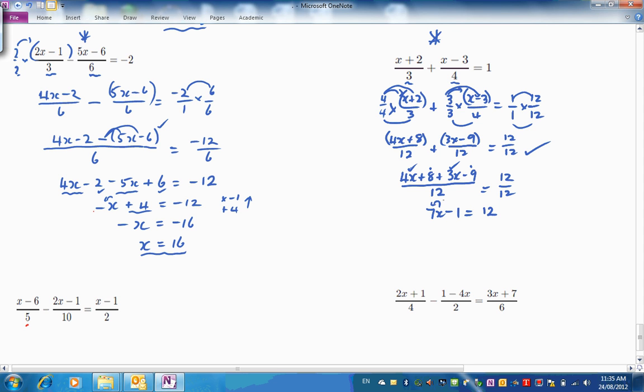What's been done to x? It's been times by 7, and 1's been subtracted. Reverse those steps now, add 1 to both sides, and we'll get 13 over here. Divide both sides by 7, we'd have 13 over 7. And remember, as a mixed number, 7 into 13 goes once, and 6 over, so it's 1 and 6/7.